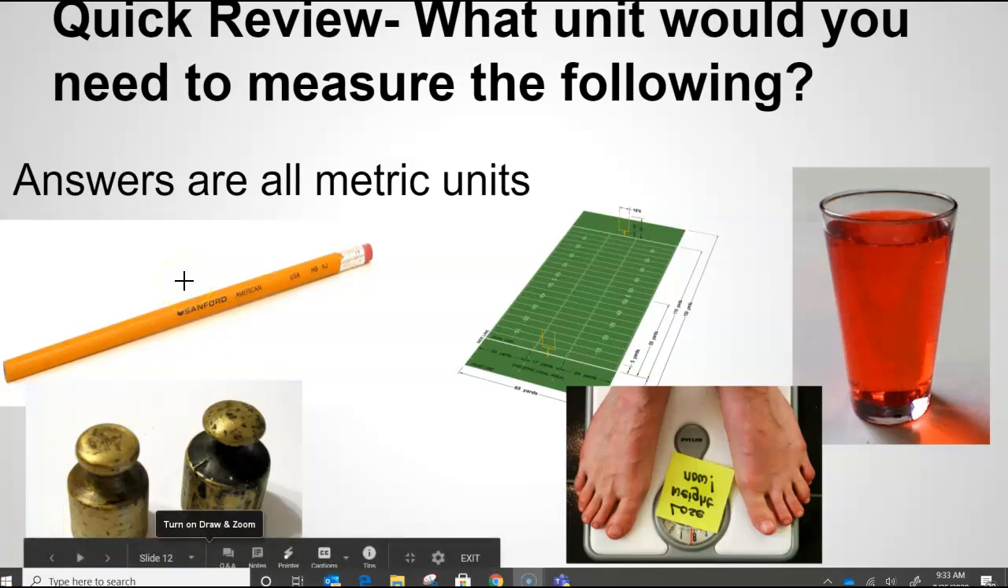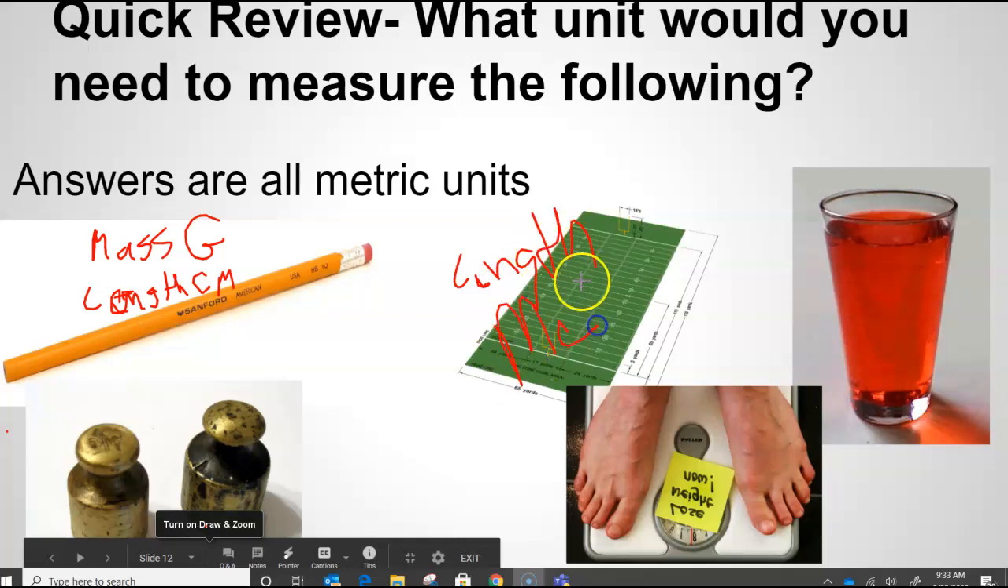All right, so we have a pencil. Your pencil is a small unit. Now, if you were taking the mass, you might do grams. If you were taking the length, I would use centimeters. So for your football field, we're talking about length, and that should be meters. Your glass of juice will be a volume, and that should be in liters.